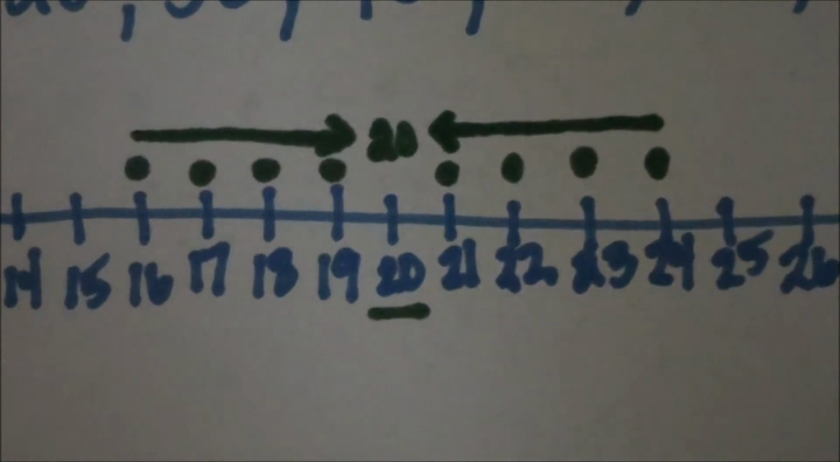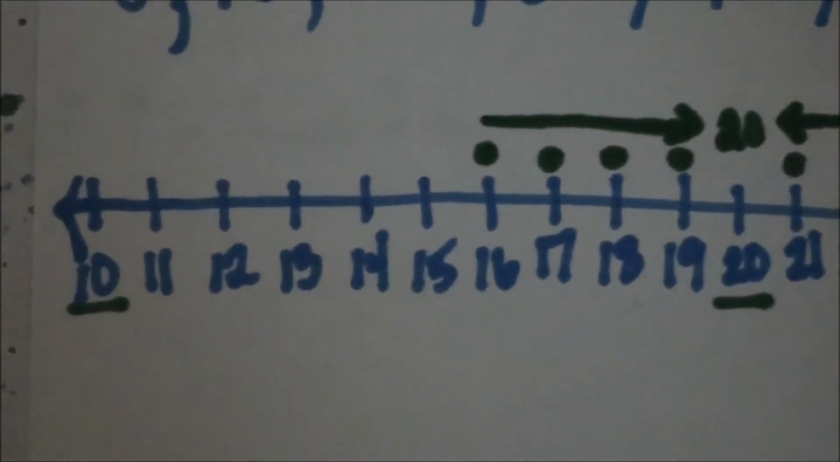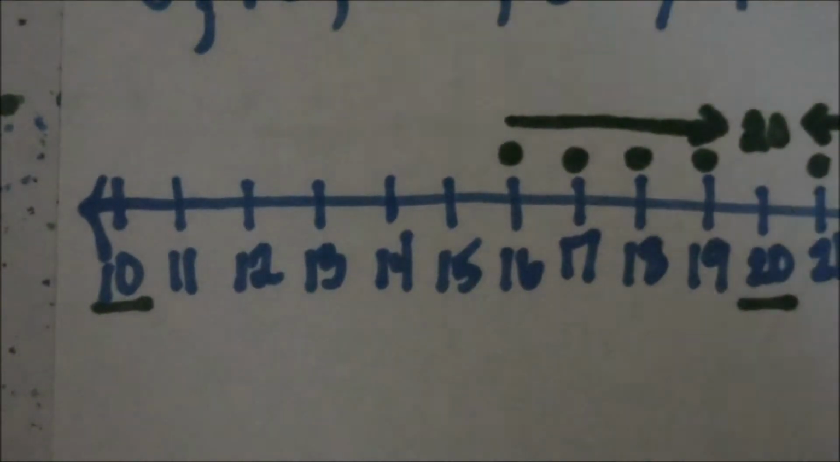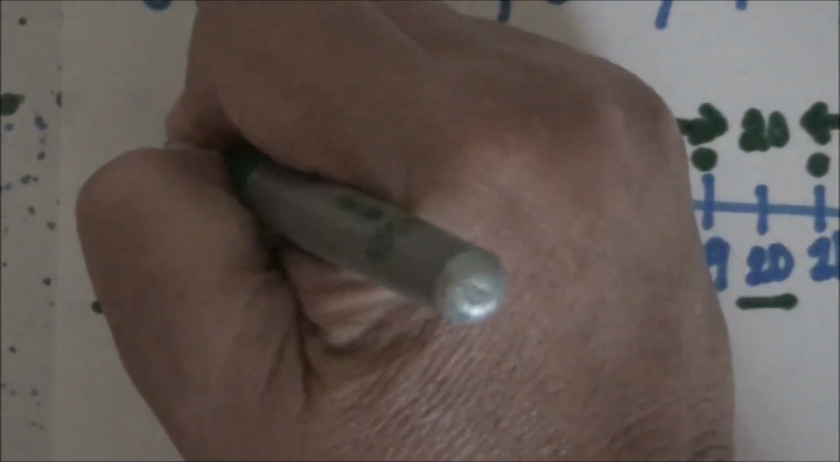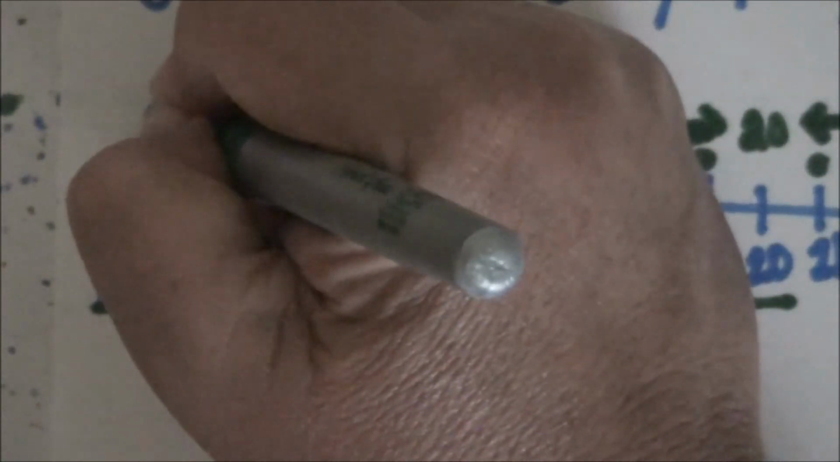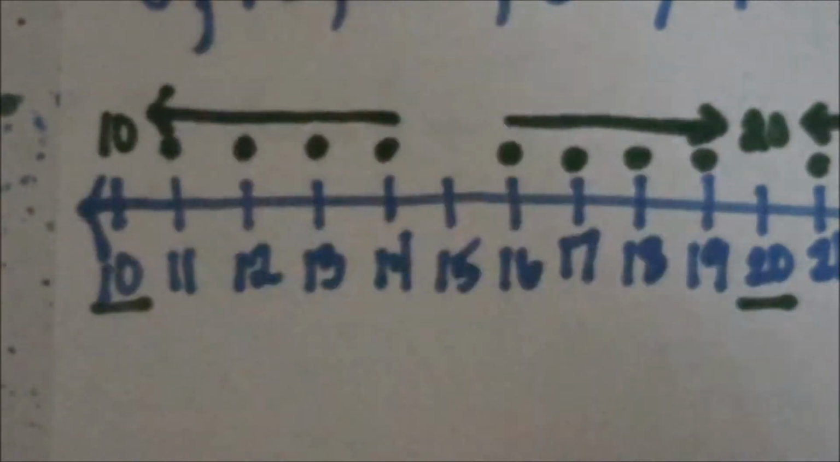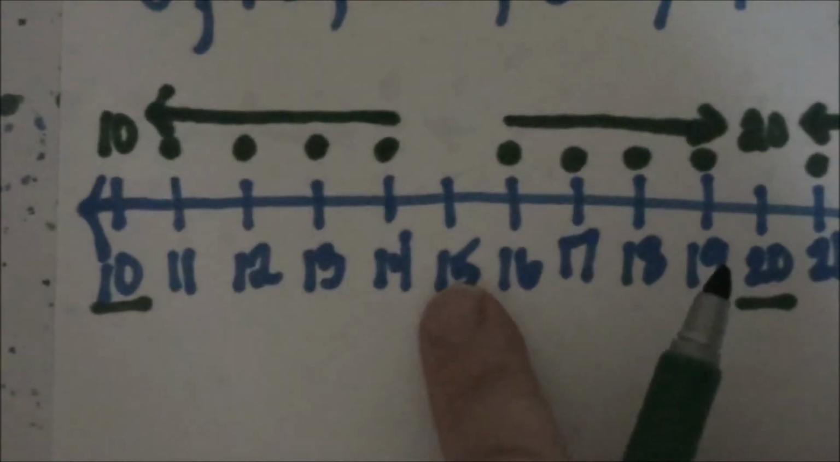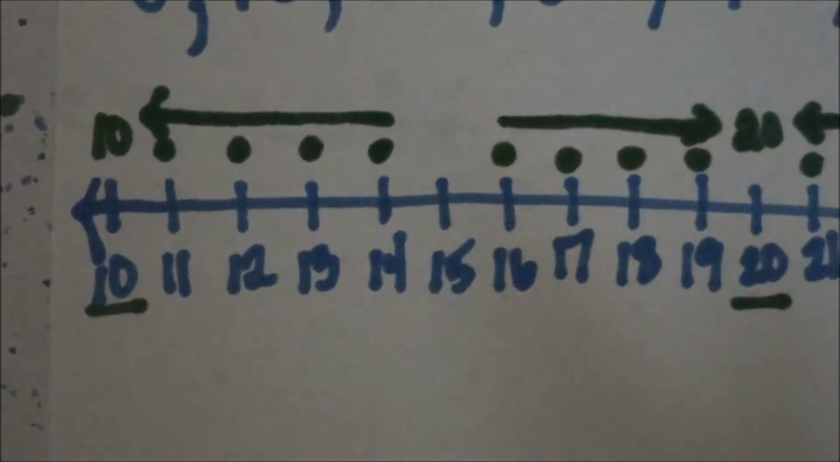Okay, I'm going to slide the paper to the side. And we're going to focus on 10. 11 is close to 10, 12 is close to 10, 13 is close to 10, and 14 is close to 10. So any of these numbers will round to 10. I purposely skipped 15, and I'll explain why in just a minute.